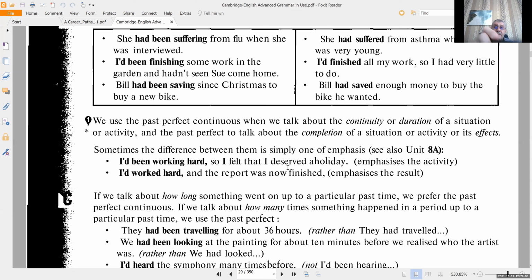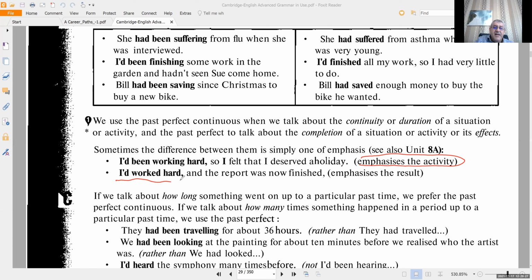إذا هنا emphasizes the activity. هنا يركز على الموظف يكلم المدير. I'd been working hard، كنت نشتغل بجد. So I felt that I deserved a holiday، ولهذا كان عندي شعور أني نستحق إجازة. إذا هنا يركز على مسألة العمل الجاد.